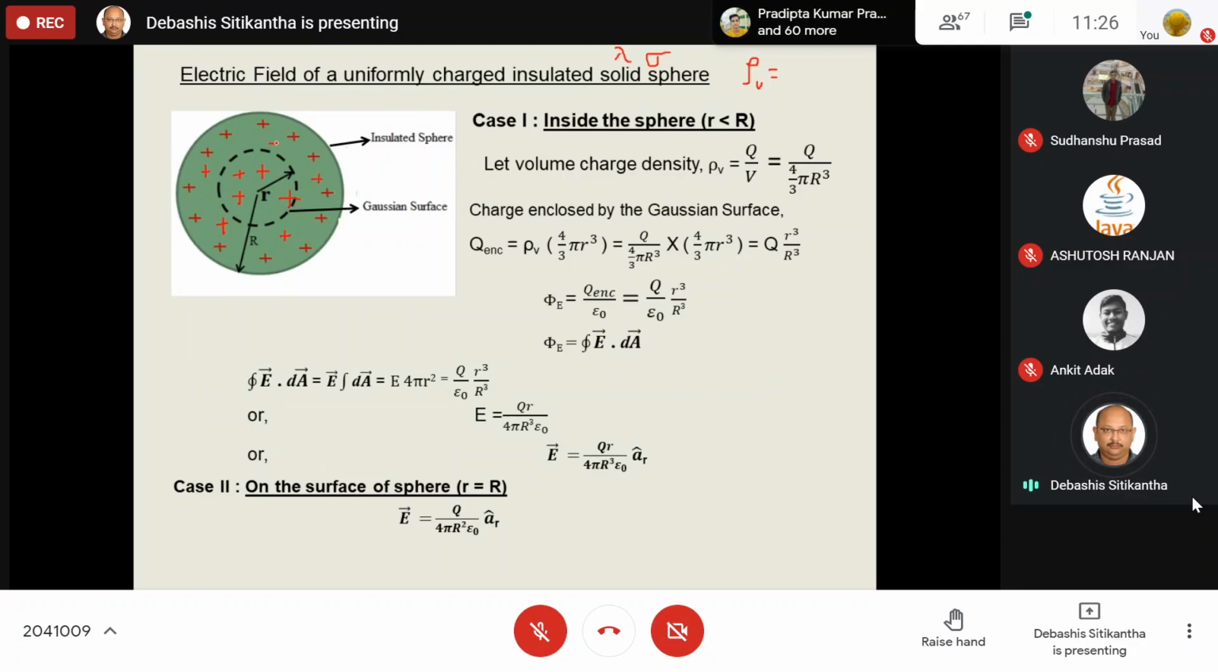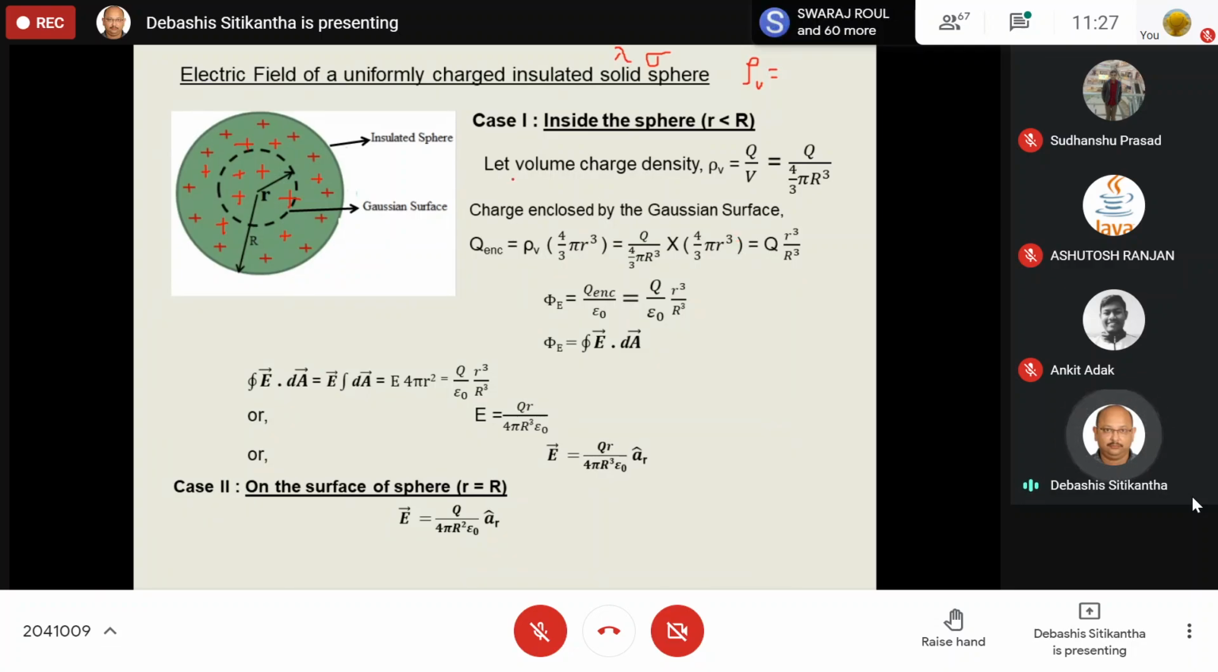Please take note of the difference between a hollow sphere and a solid sphere. In case of a hollow sphere, the charges are going to reside only on the outer periphery of the surface, whereas in case of a uniformly charged insulated solid sphere, the charges are going to be equally distributed along the entire volume of the sphere. I hope you have understood the concept of a uniformly charged solid sphere. Now let us focus on how to find the expression of the electric field.